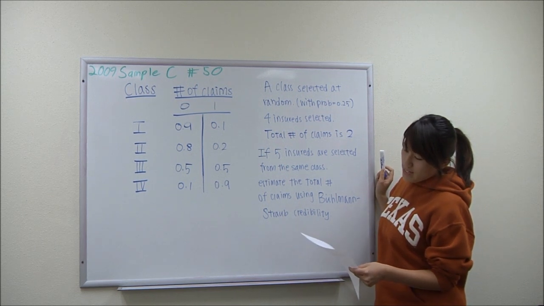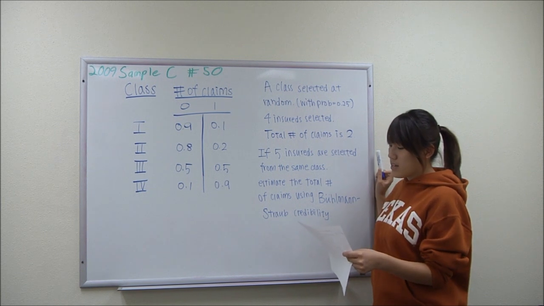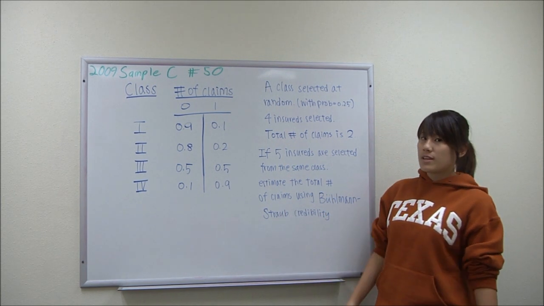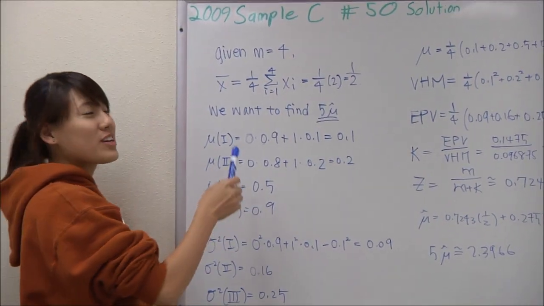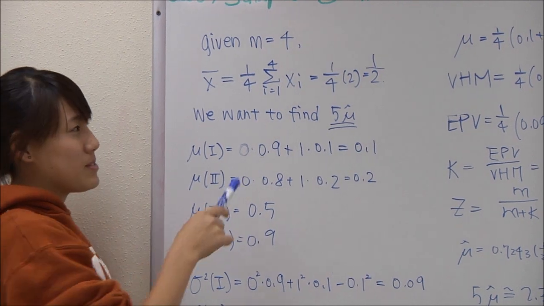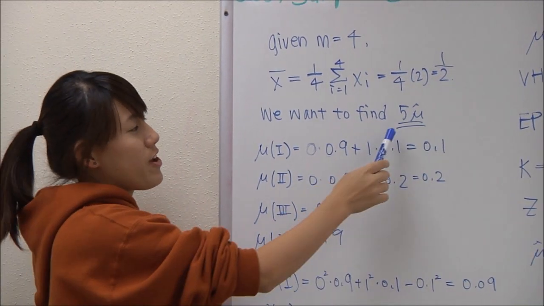So the problem is asking, if 5 insureds are selected at random from the same class, we want to estimate the total number of claims using Bühlmann-Straub credibility. Okay, so we're given 4 classes, and X bar is the probability of each class times the number of claims, which is 1/2. And we're looking for 5 mu.